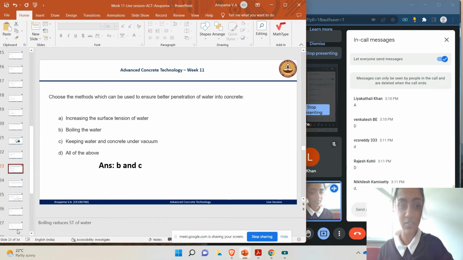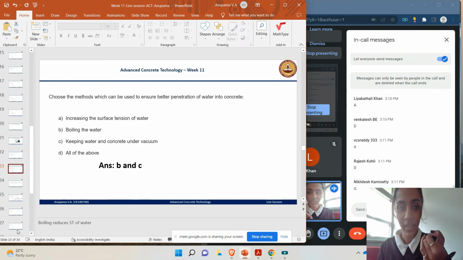The correct answer is B and C. It's not D. Why? Because if you know what boiling of water does to the water, it reduces the surface tension of the water. So, when you boil the water, it reduces the surface tension of water, which makes the water get into the concrete easily. So, if that is true, then A cannot be true. A says increasing the surface tension of water. So, A cannot be true. The only possibility is B and C. D cannot be the thing because A is false.